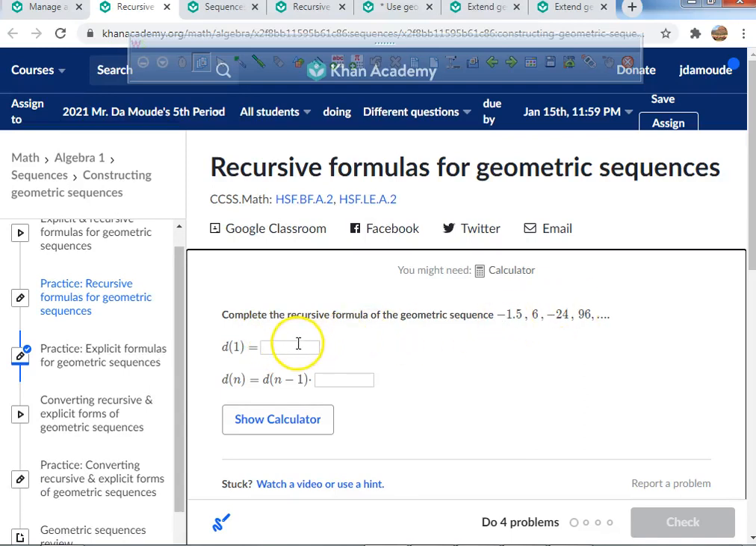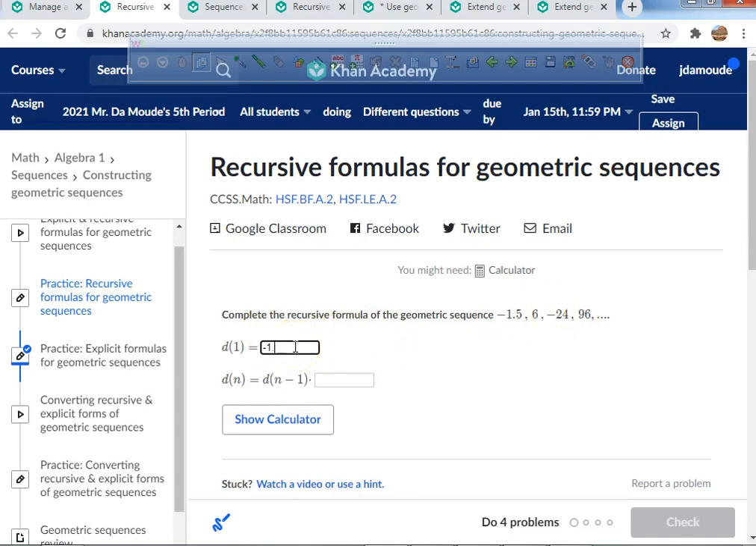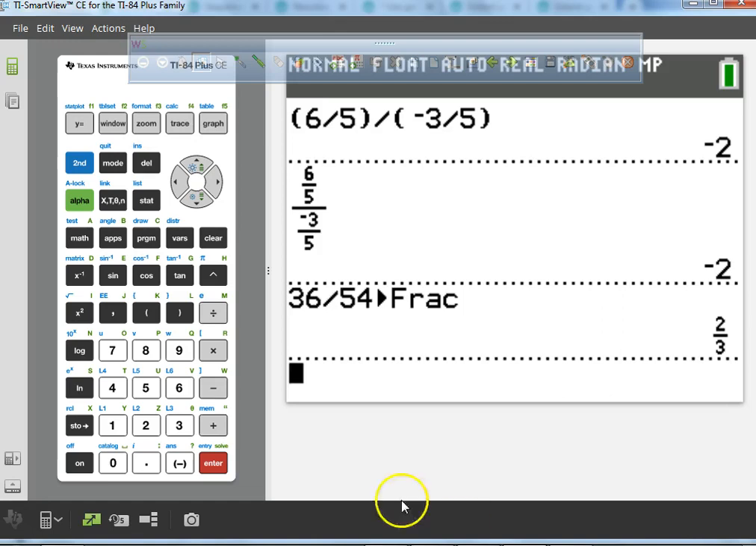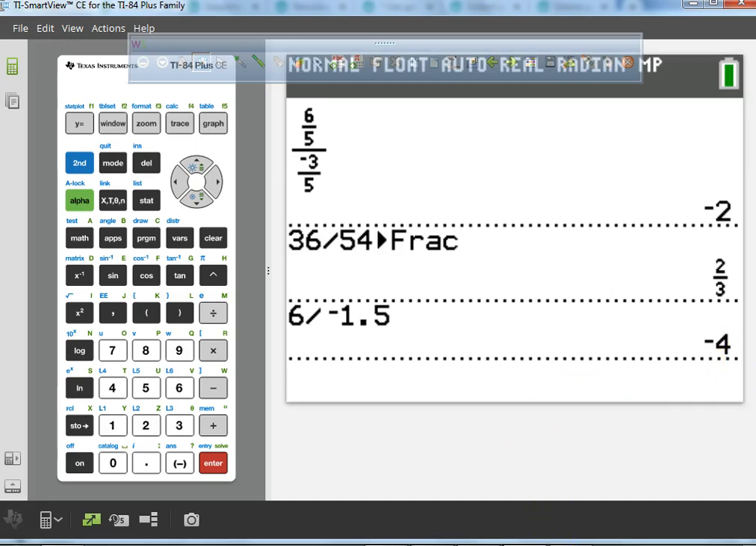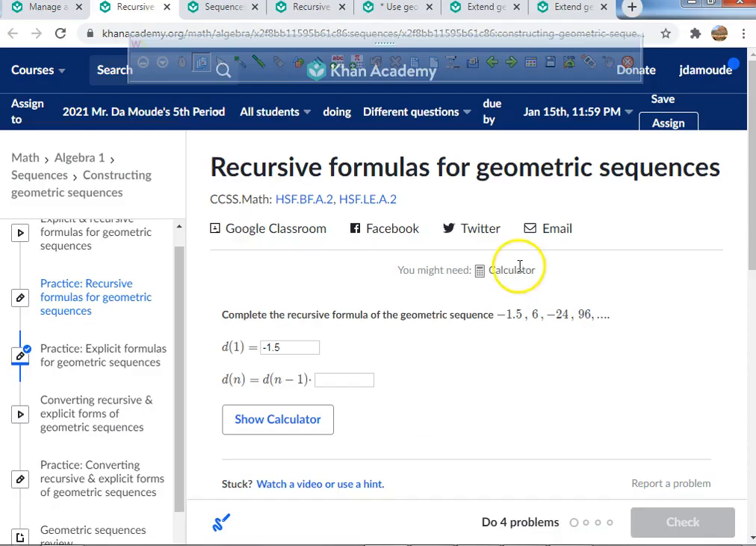Our first term is -1.5. All I got to do to figure out the second term is take 6 and divide it by -1.5. So I'm just going to do 6 divided by -1.5. That's -4. So now I know all I got to do is multiply the next one by a -4. So our formula is multiply everything by a -4. That'd probably be easier if I did -24 divided by 6, which is still -4.